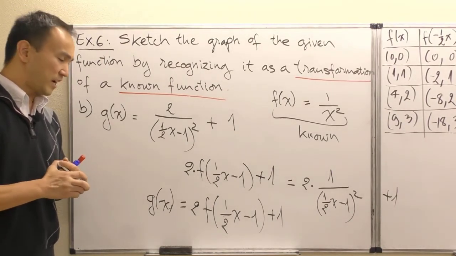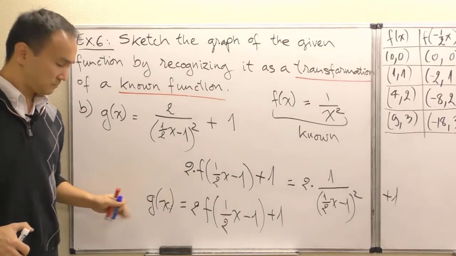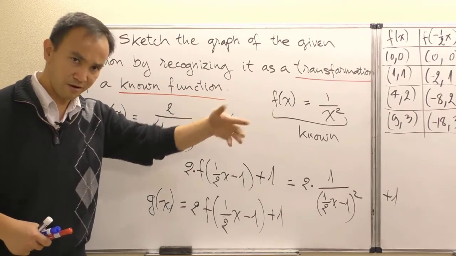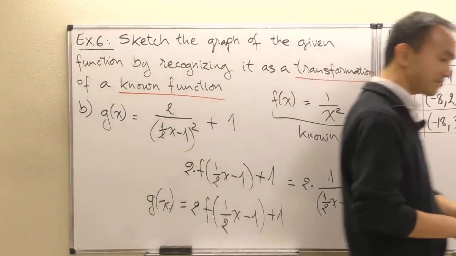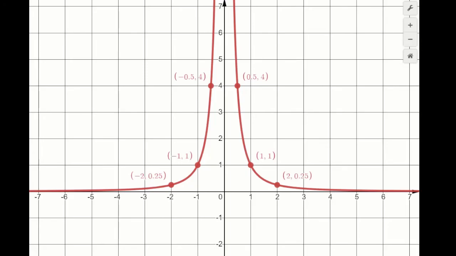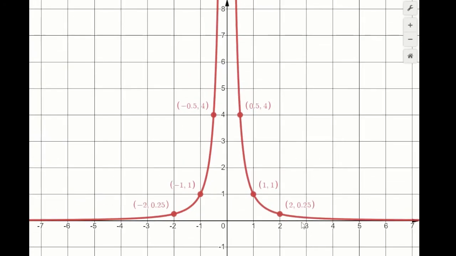But now before anything else, I'll put the graph of f of x, this known function, on the screen. All right, so now this is our graph for f of x equals 1 over x squared. Okay, and I have put here the guiding points for that.